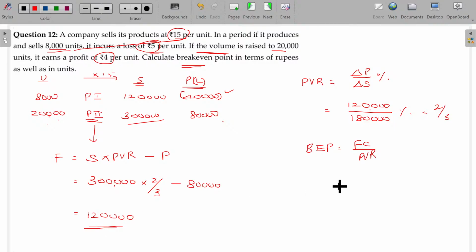Now for BEP, 1,20,000 is the fixed cost. We found it out in a separate working note here. And divided by PVR, PVR being 2/3, 2 divided by 2 into 3. 1,80,000 rupees is the BEP. 1,80,000 is the BEP.